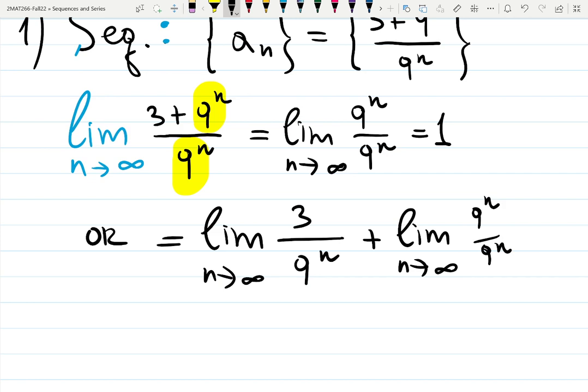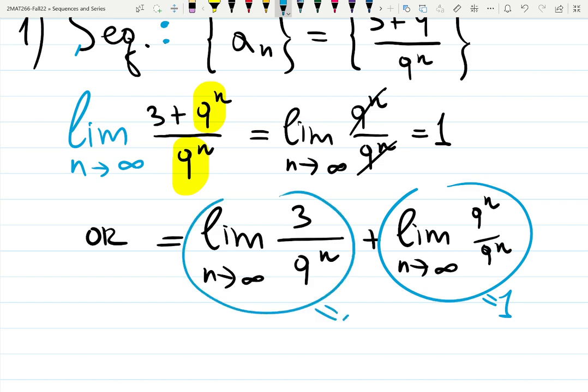The leader of the polynomial, 9 to the n, that's an exponential function, that's the fastest function at the top and the fastest function at the bottom. So, the second limit we already agreed gives you 1. But the first limit, 3 over 9 to the n, gives you what? 0, because the exponential function blows up in the denominator. 3 over the hugest numbers gives you the smallest number. That is 0. So it's still 1. From both points of view, it's still 1.